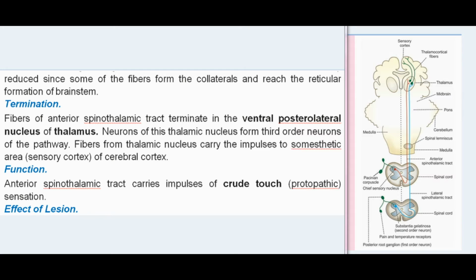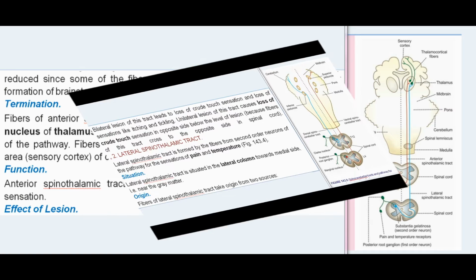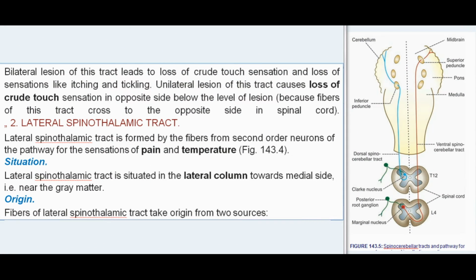Function. The anterior spinothalamic tract carries impulses of crude touch, protopathic, sensation. Effect of lesion. Bilateral lesion of this tract leads to loss of crude touch sensation and loss of sensations like itching and tickling. Unilateral lesion of this tract causes loss of crude touch sensation on the opposite side below the level of lesion, because fibers of this tract cross to the opposite side in the spinal cord.